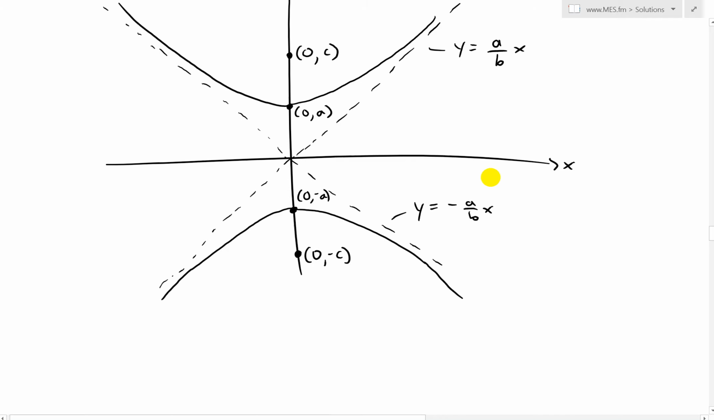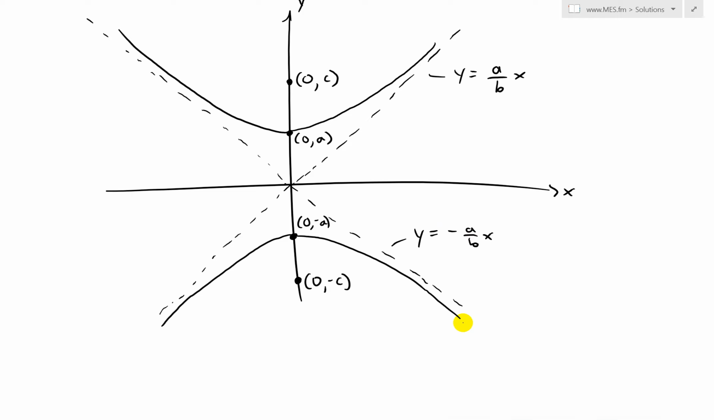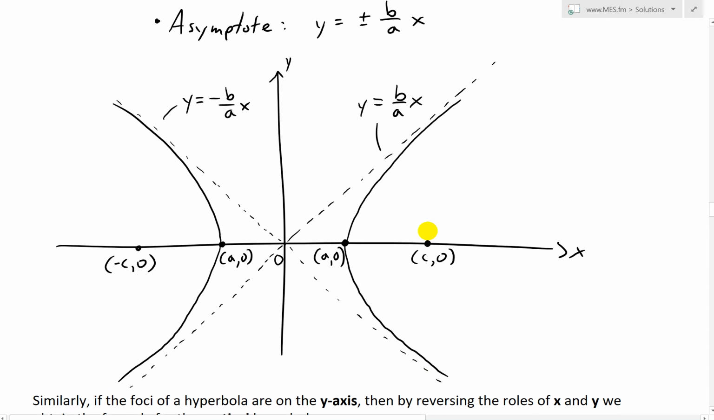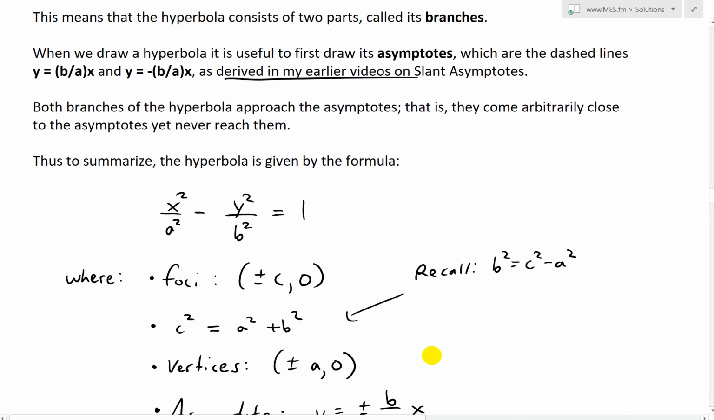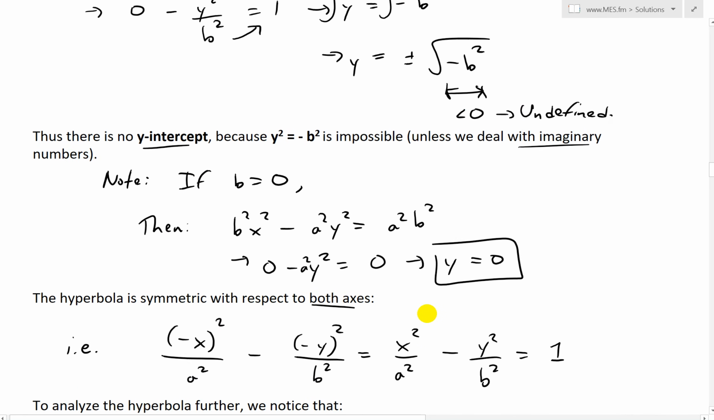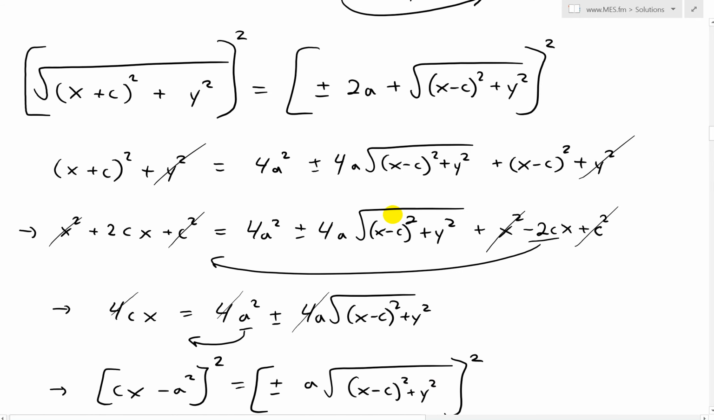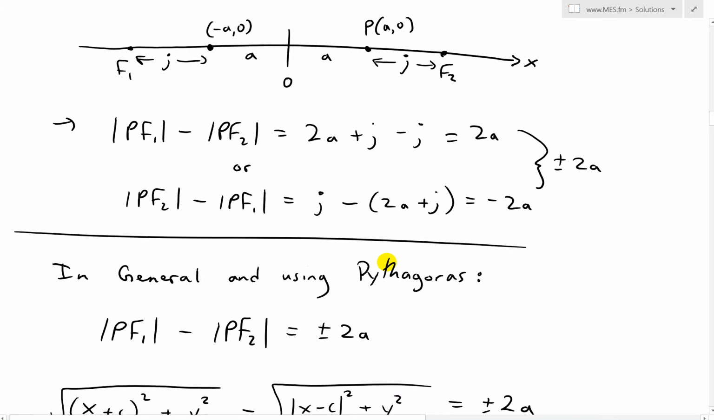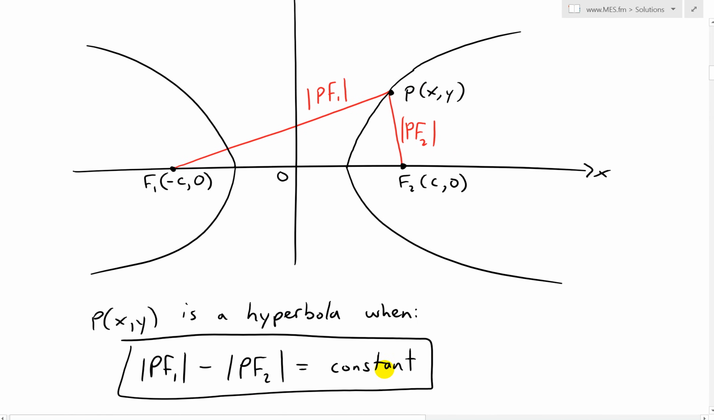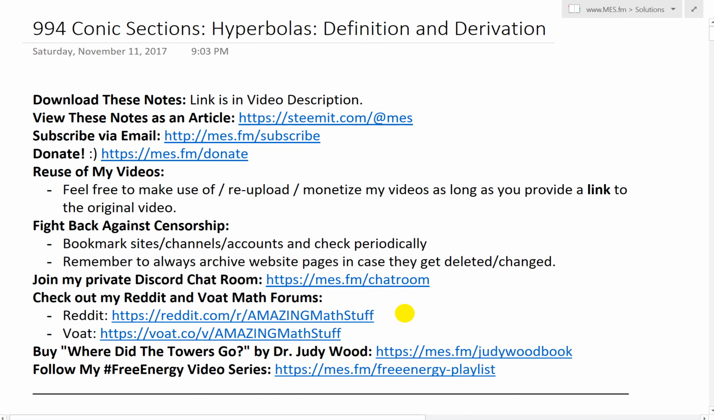So yeah, that is all for today. Hopefully you learned from this pretty extensive definition and derivation video on hyperbolas, as well as briefly on the vertical hyperbola. When I just mention hyperbola, I usually mean the horizontal one, but again, it depends on the case. Hopefully you were able to follow along with this pretty extensive video.